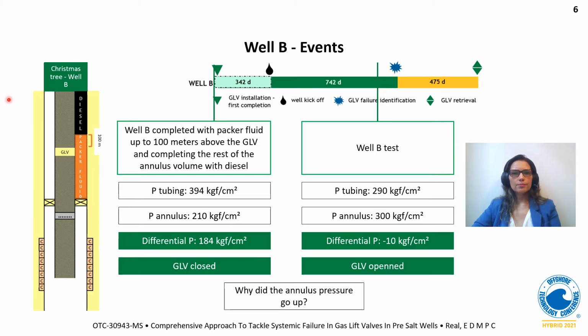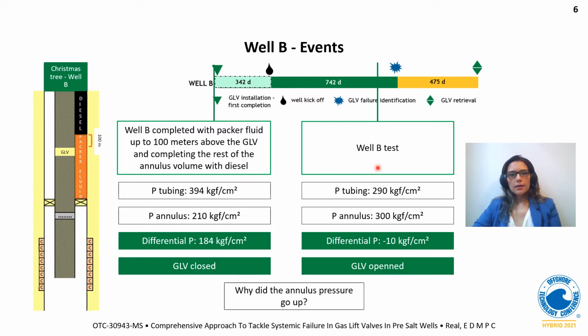as shown here. At this moment, the pressure at the depth of the valve inside the tubing was estimated at 394 kg per square centimeter, and inside the annulus, 210. This represents a differential pressure of 184 in favor of the closure of the valve.